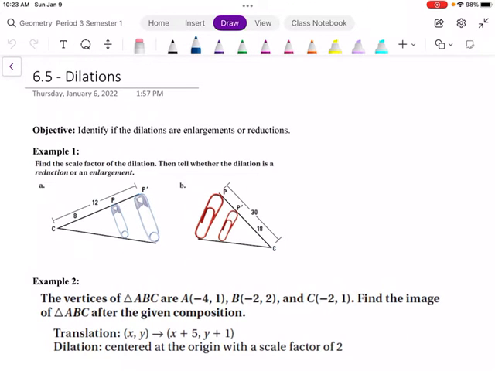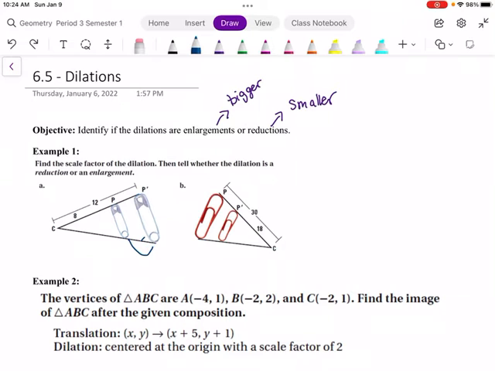Section 6.5 is on dilations, and our goal for this section is to identify if a dilation results in an enlargement or a reduction. And they basically mean what they sound like. Enlargement means it's getting bigger, and a reduction means that it's getting smaller. So a dilation is basically taking the same shape and just making it bigger.